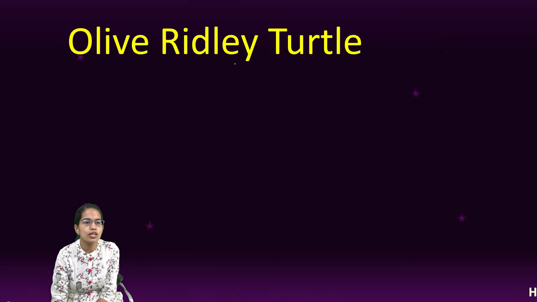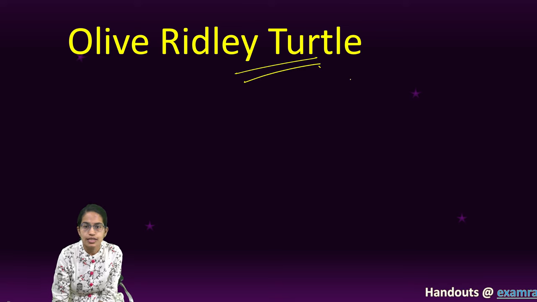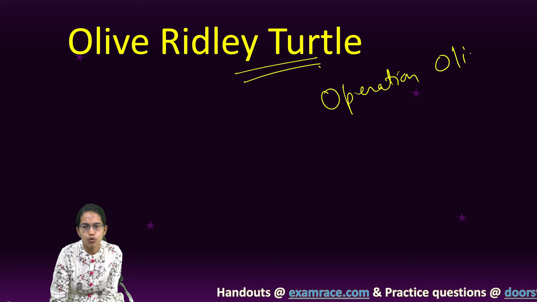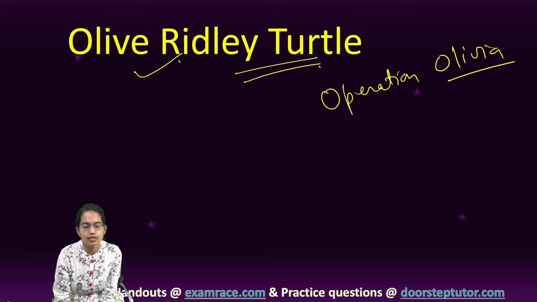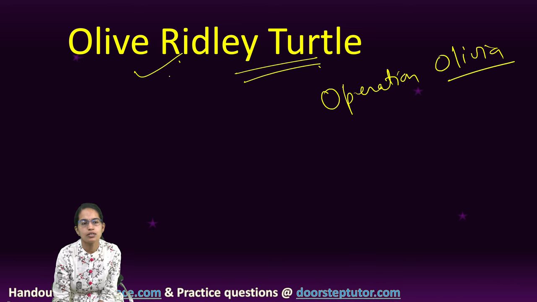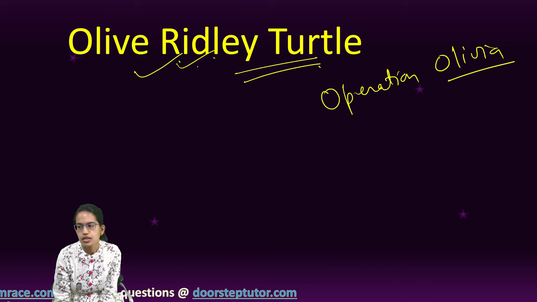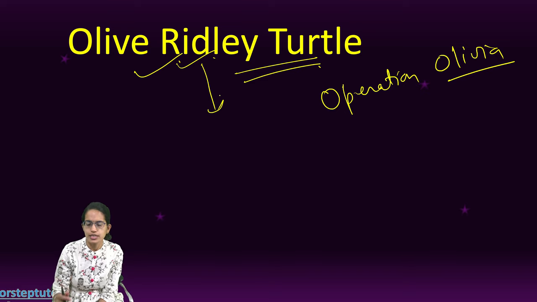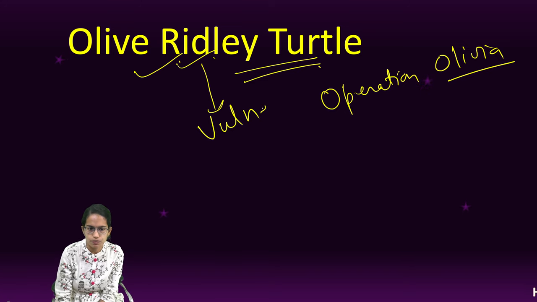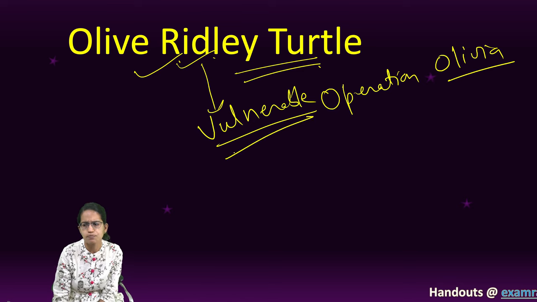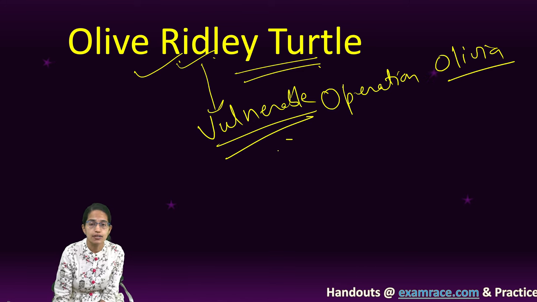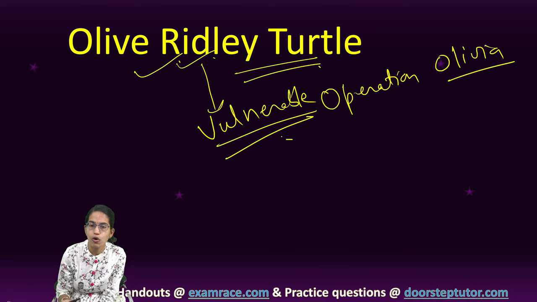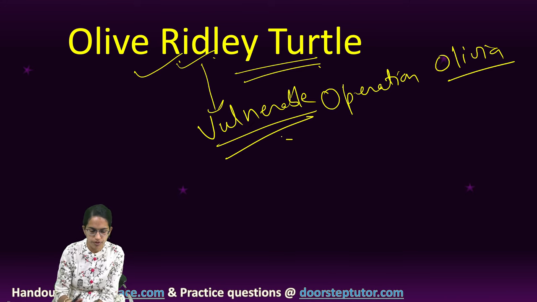The next is olive ridley turtle. The Indian Coast Guard started an operation, Operation Olivia. This operation was to protect the smallest and the most abundant turtles, which is the olive ridley turtle, which is found in these areas of Odisha coast. It is classified as a vulnerable species under the IUCN classification. Schedule 1 under the Wildlife Protection Act, and they come here to the coast of Odisha for breeding and nesting from the months of November and December.